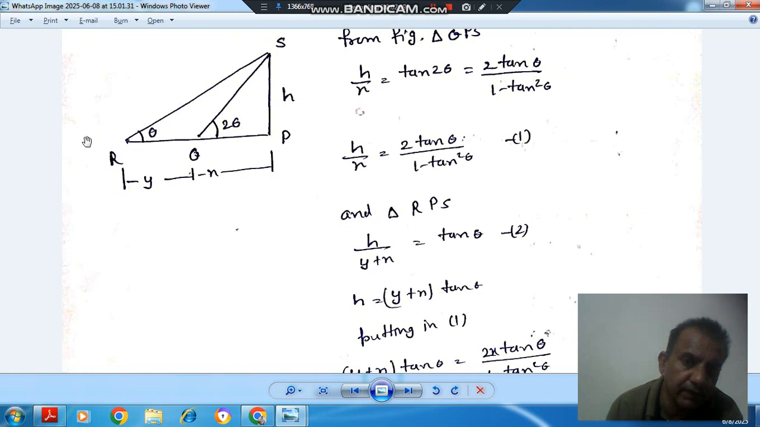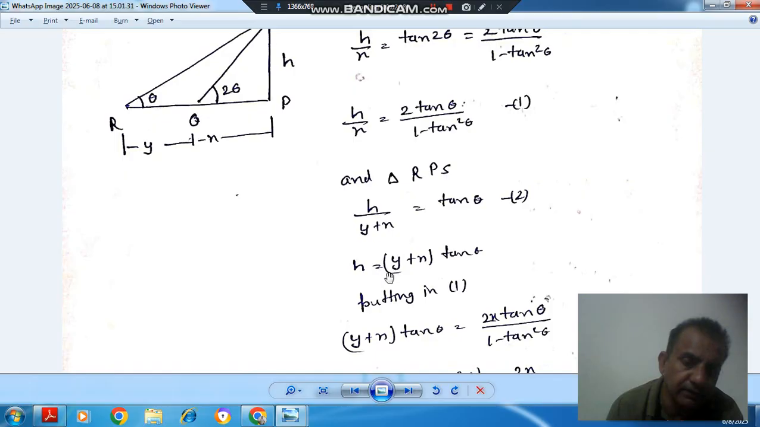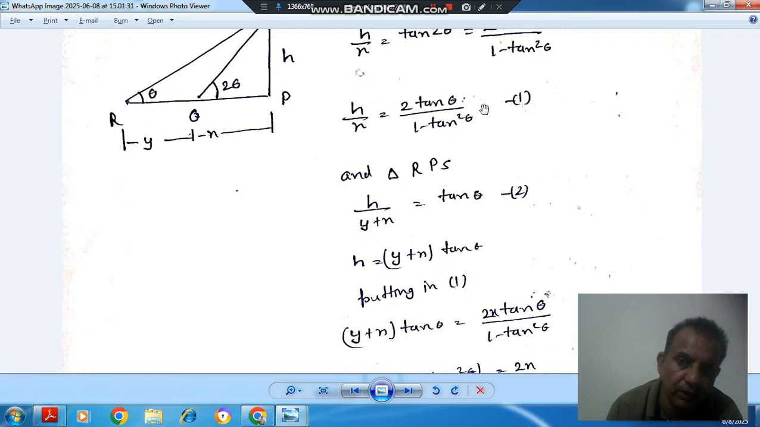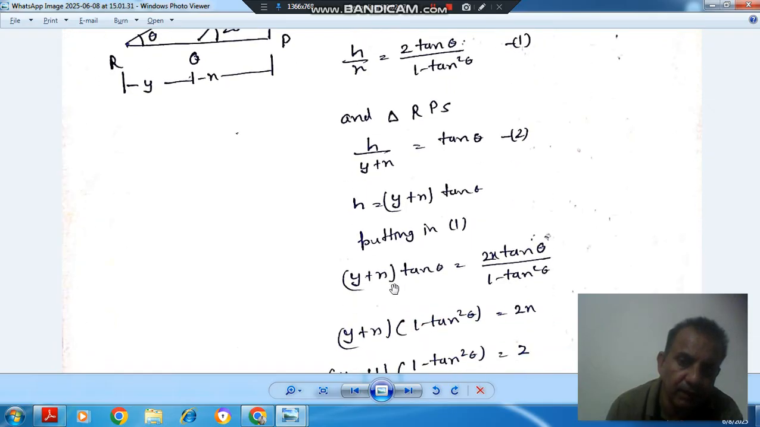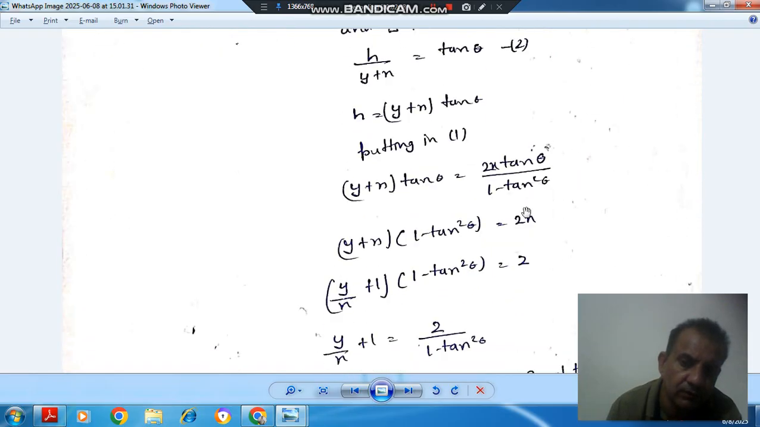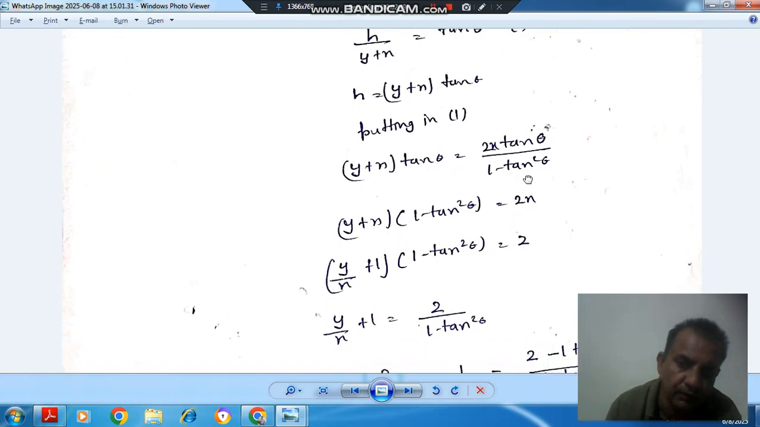Now if we take triangle RPS, then h by y plus x is equal to tan θ. h is equal to y plus x tan θ. And now if we put the value of h in 1, then it will be y plus x tan θ is equal to, this x will come here, 2x tan θ divided by 1 minus tan square θ. Tan θ will cancel out, so y plus x within bracket, 1 minus tan square θ within bracket, is equal to 2x.